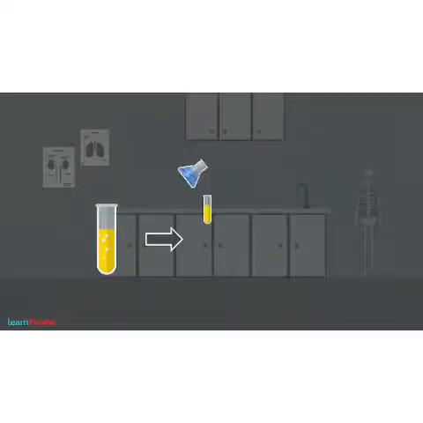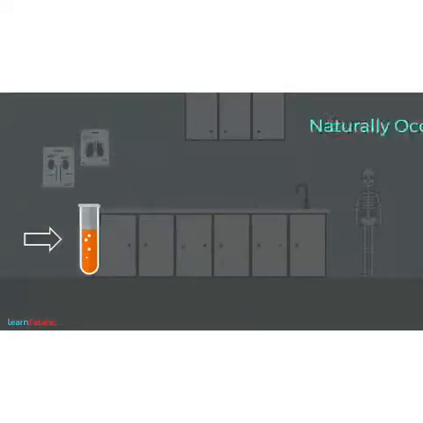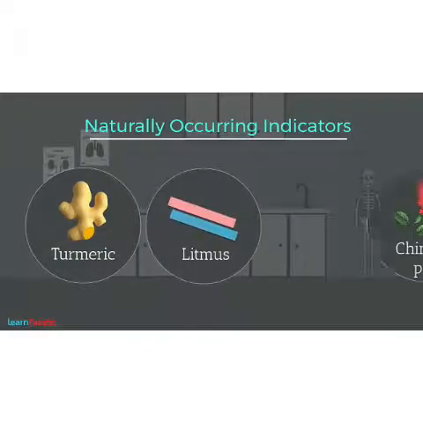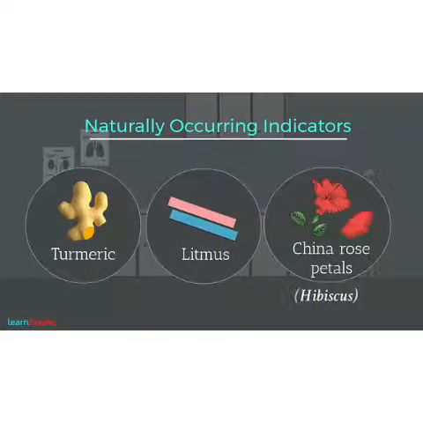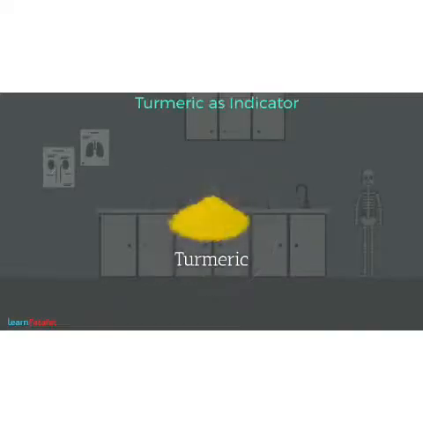When we take some liquid and add another liquid to it and there's a color change, the substance we added is called an indicator. Basically, this indicator helps us find out if it is an acid or a base. We learned about naturally occurring indicators like turmeric, litmus and China rose or hibiscus petal. Now we will learn specifically about turmeric as a naturally occurring indicator.